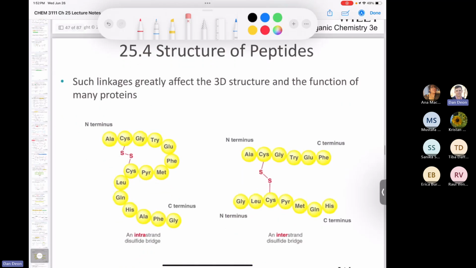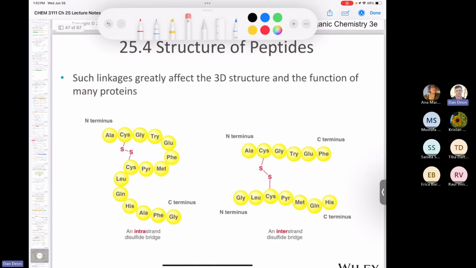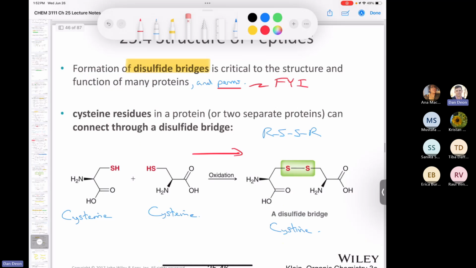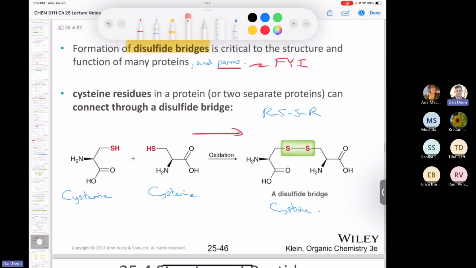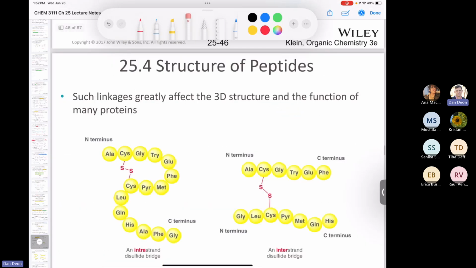Anyhow, another little bit about these disulfide bonds. So it wasn't just to talk about perms. It says here that in some proteins you have disulfide bridges. So it means they have more of a biological significance than they do a fashionable significance.